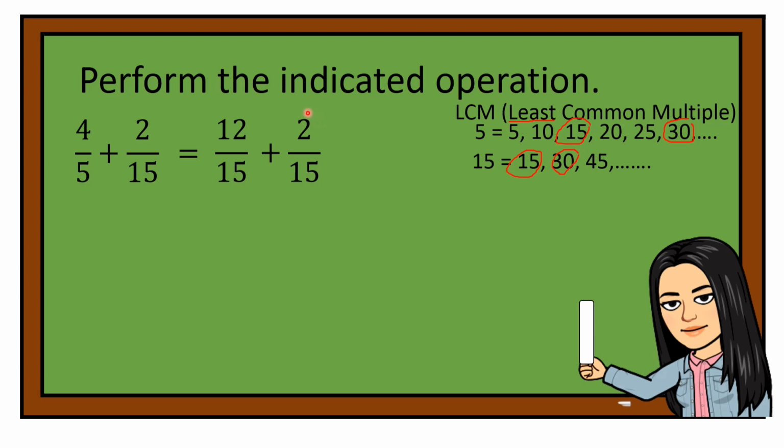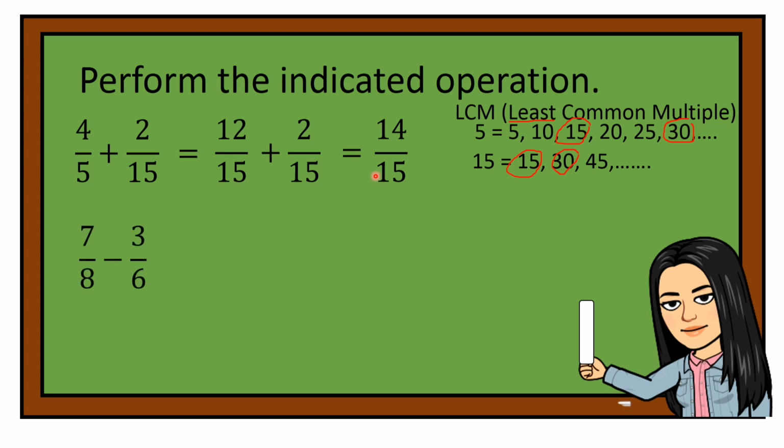Next, since we have here now similar fractions, we can now proceed to adding the numerators and then copy the least common denominator. So that would be equal to 14 over 15. So 12 plus 2 is equal to 14. Copy the LCD, which is equal to 15.